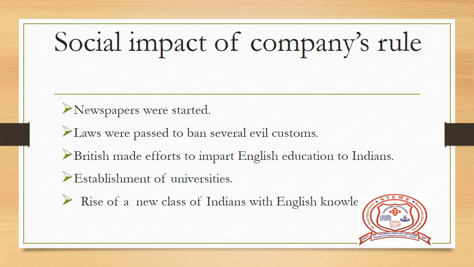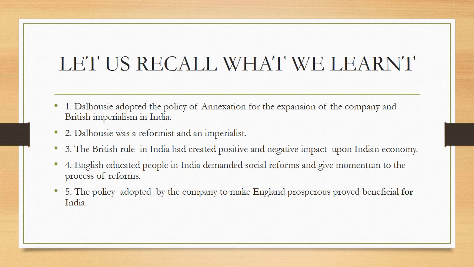The British made efforts to impart English education to Indians. Due to the recommendation of Charles Wood, universities were established in different parts of India, especially in Mumbai, Madras and Calcutta. A new class of people with English knowledge rose up in India through the effort of the British. These were the important social impacts of the company's rule.